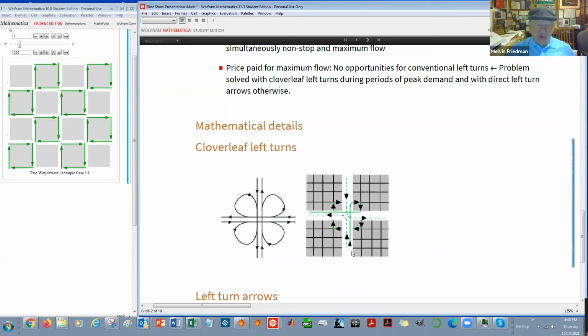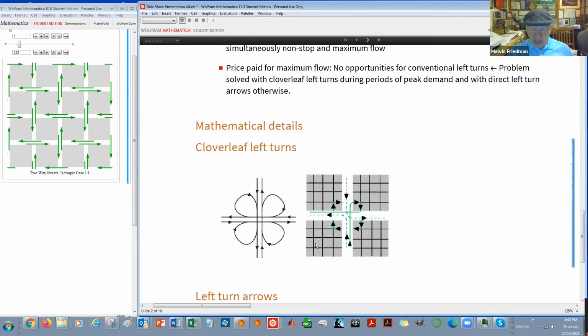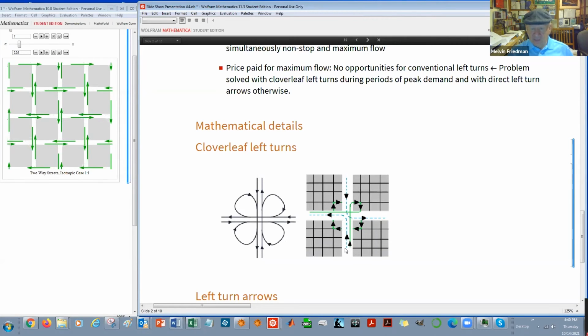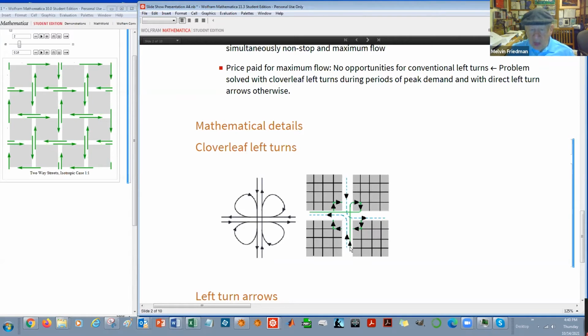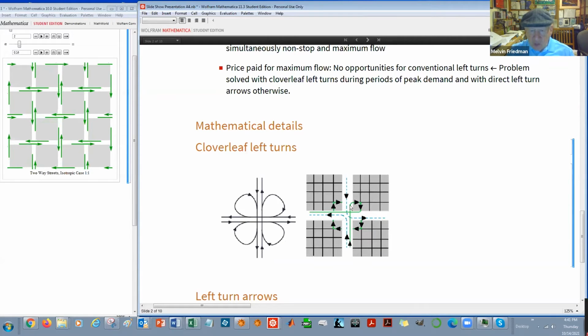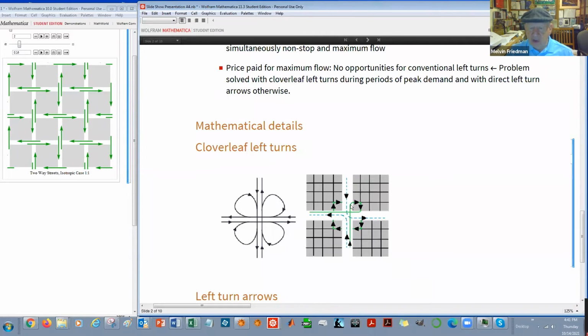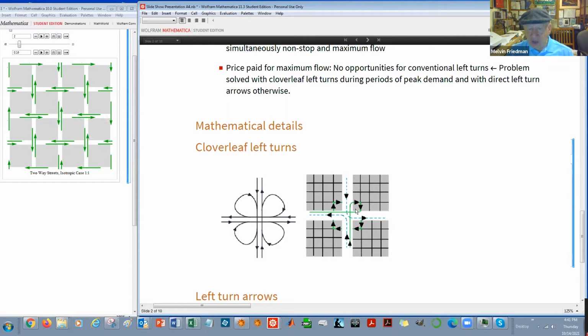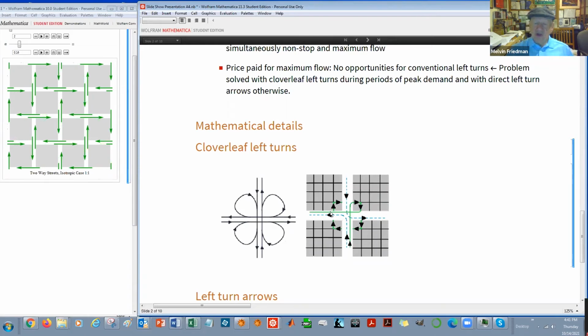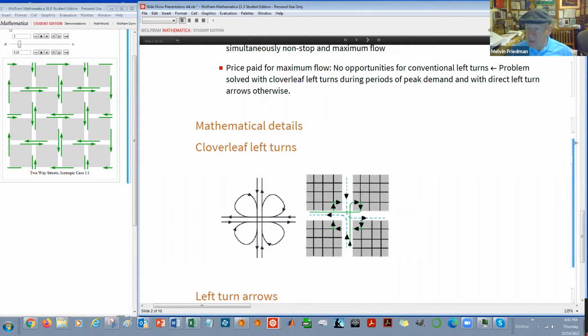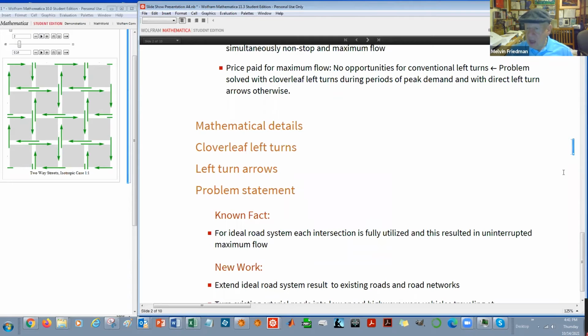Now, if you have the maximum flow as illustrated here, you really can't make a left turn like this because that would interrupt the flow heading in the southern direction. So the way you make a left turn is you go here, you go past the intersection where you want to make the left turn, and then you make 3 right turns. Here's one right turn, here's a second right turn, and here's a third right turn. So 3 right turns are equivalent to a left turn. And so I described the cloverleaf and direct left turn method.